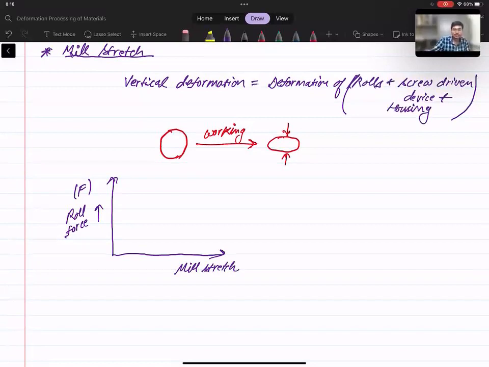So this particular graph goes like... Let me draw with some other color. This graph goes like something like this. Okay. So this is the initial deformation due to the dead load.